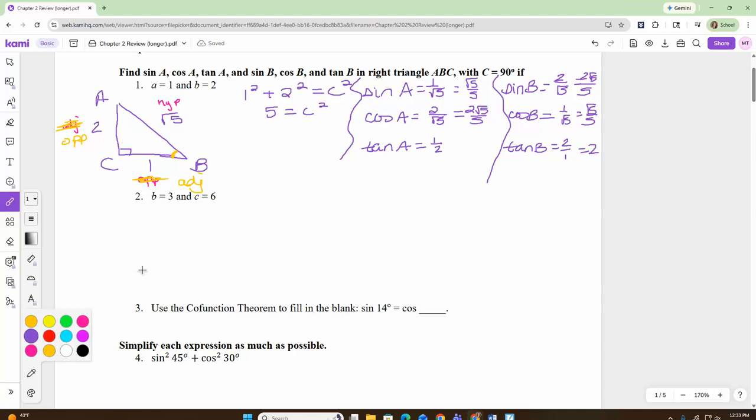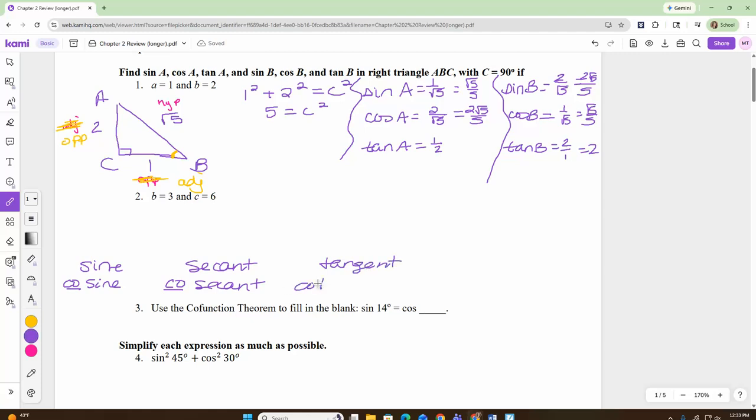So our cofunctions. Remember, I always told you sine went with cosine. Secant went with cosecant. Tangent went with cotangent. But cofunctions are different than our reciprocals. When are cofunctions equal to one another? When their angles add up to 90. Okay, so when their angles are complementary.